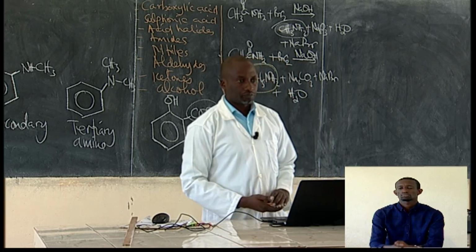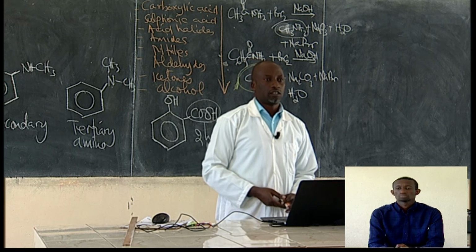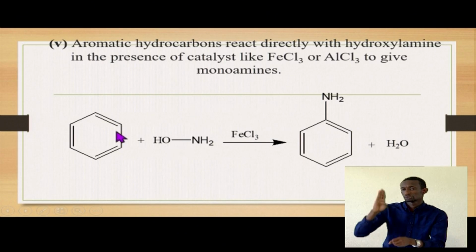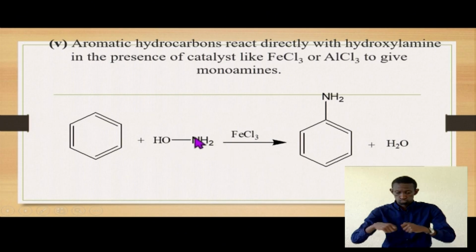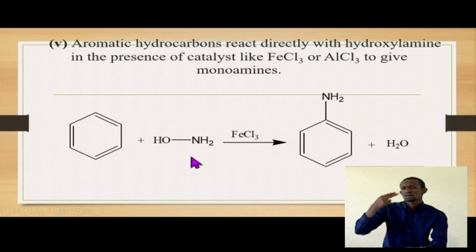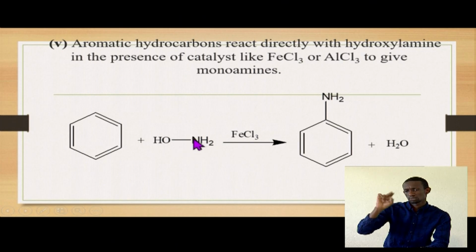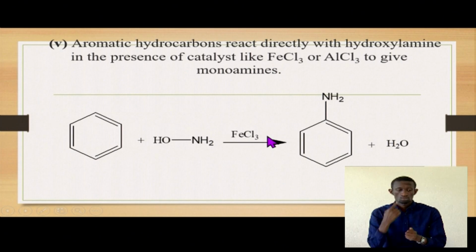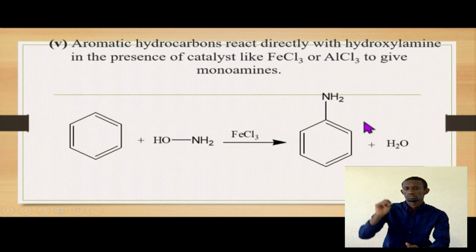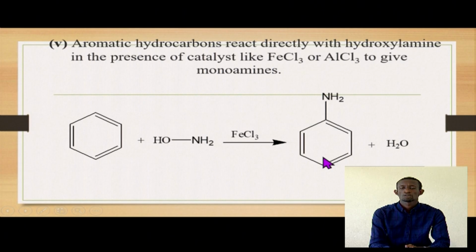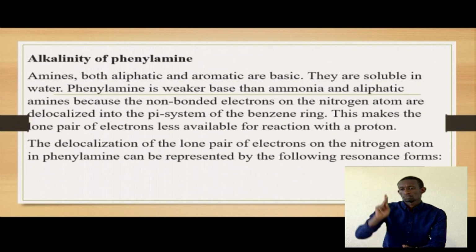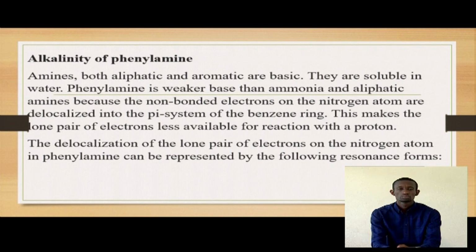So another method is the preparation from benzene, reacting it directly with hydroxylamine. This is hydroxylamine, one of the derivatives of the ammonia compounds, in the presence of iron(III) chloride as a catalyst. Then that one also produces the phenylamine. So let's go to the alkalinity.